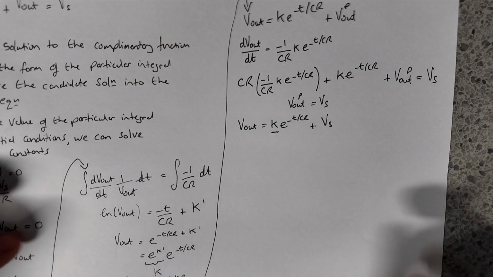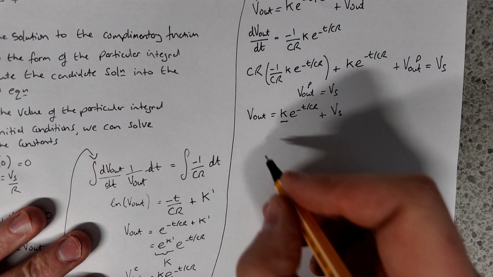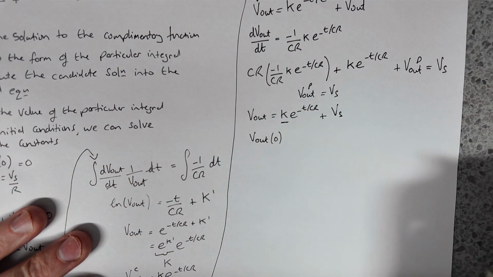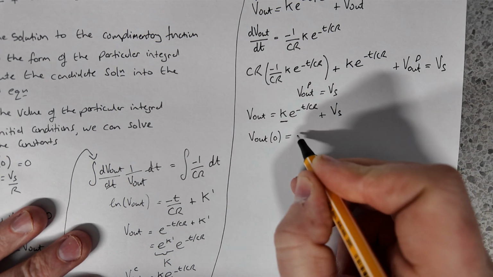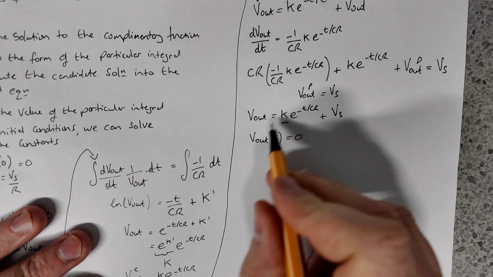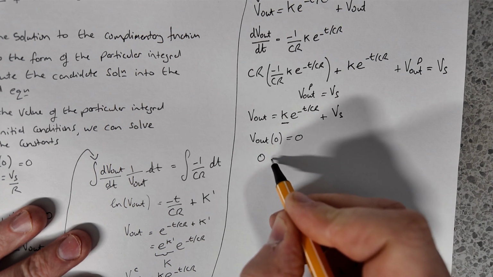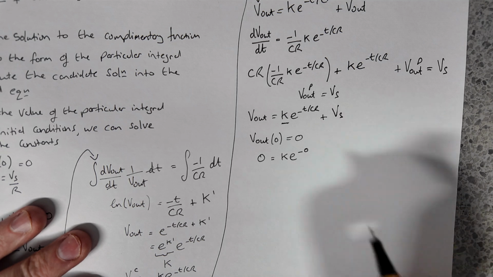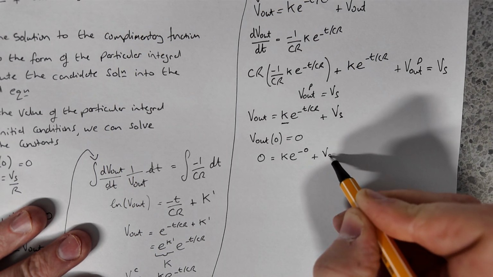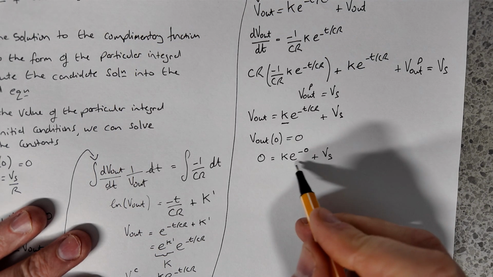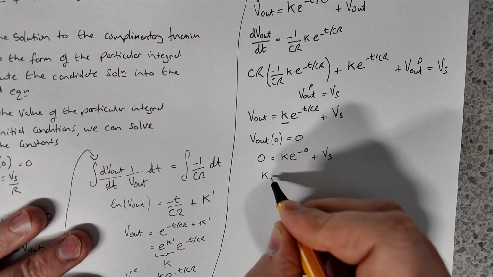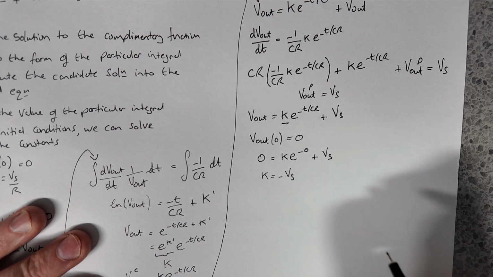So how do we do that? We look at our list of what we've got to do. We've got to use the initial conditions. The initial condition that we know is that the initial voltage across the capacitor, V out at time 0, is equal to 0. So if we set that in that expression, we go 0 equals k e to the minus 0 plus Vs. So that's 1, because anything to the power of 0 is 1. So we've just got k equals minus Vs.